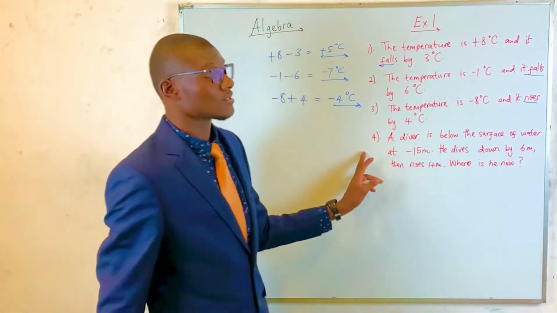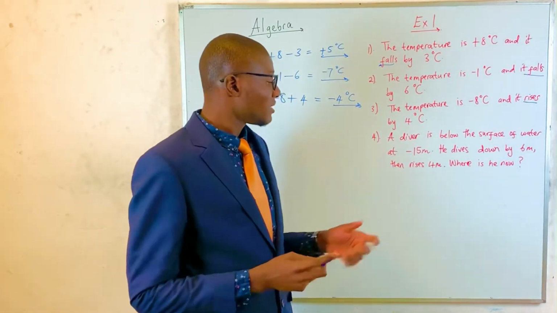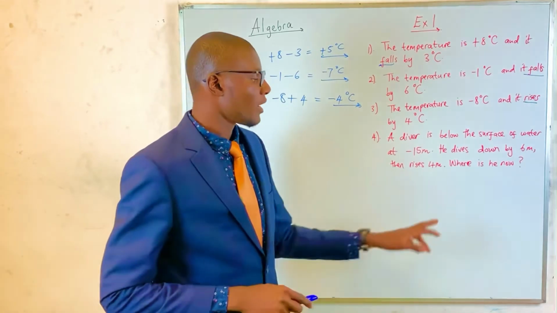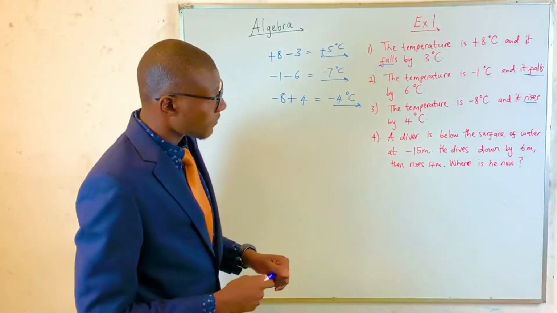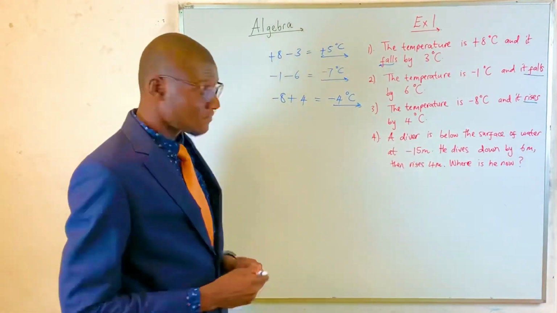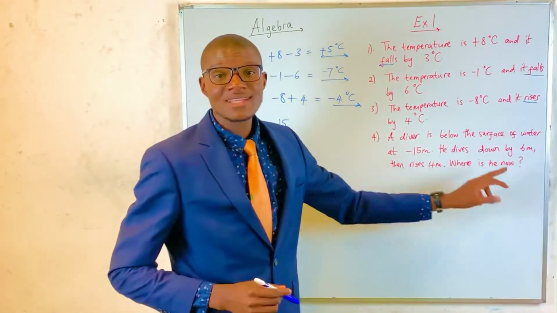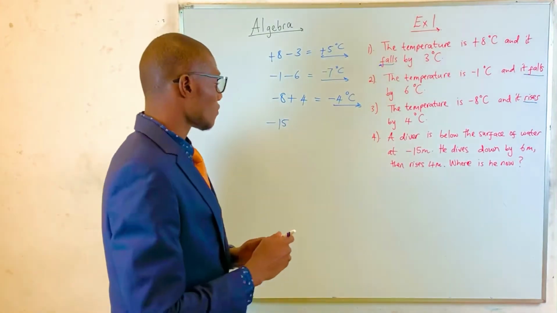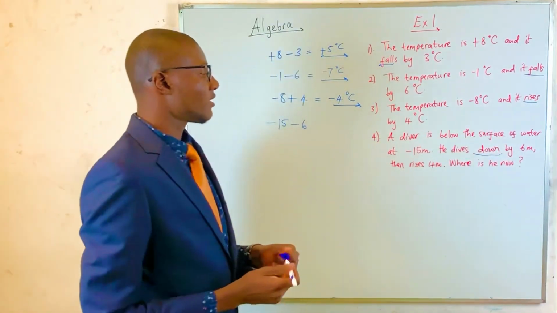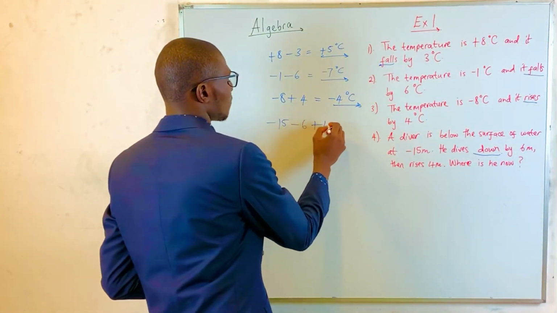Then looking at the last question, we're told that a diver is below the surface of water at minus 15 meters. He dives down by 6 meters, then rises 4 meters. Where is he now? This is with reference to the surface of water. So we're told that he's below at minus 15, so we're saying minus 15 meters. He then dives down by 6 meters, so that will be minus 6 since it's diving down. Then he rises 4 meters, so rising 4 meters will be plus 4.